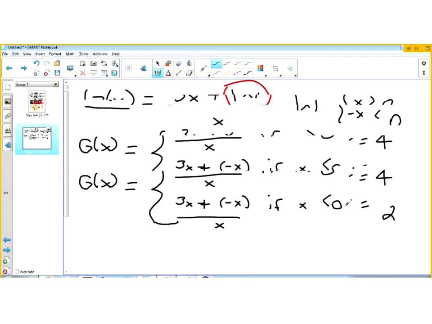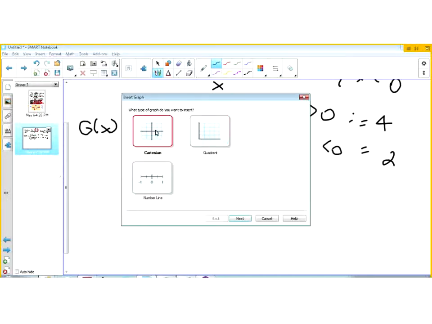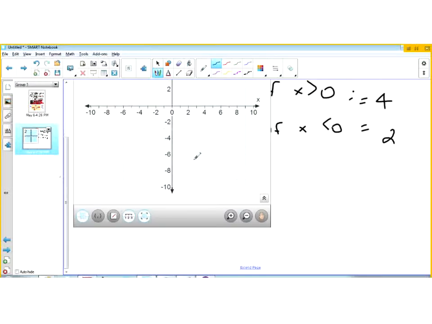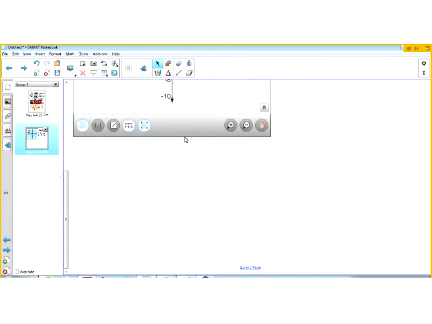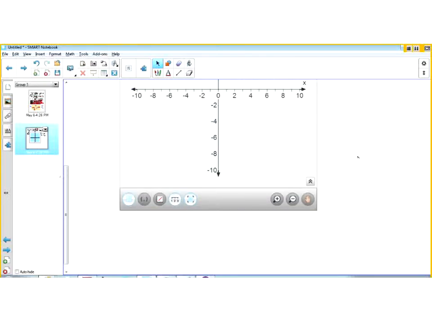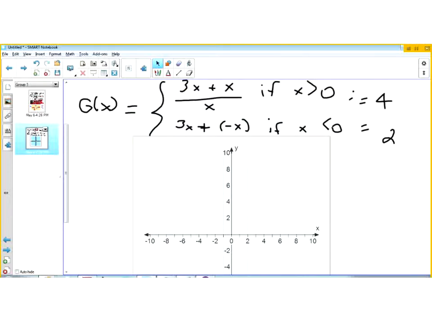All right. So what would the graph look like? Well, the graph would look something like this. I need a graph: wizard, Cartesian, next, finish. So let me extend the page. Grab this and drag it down a little bit further. Okay, so if x is greater than 0, the function would be 4.